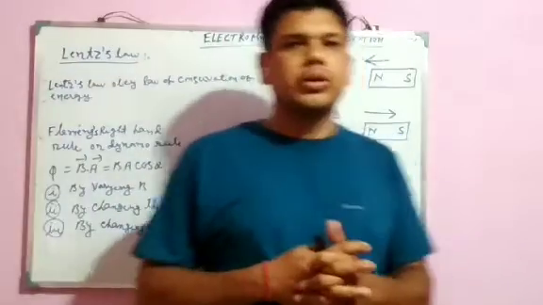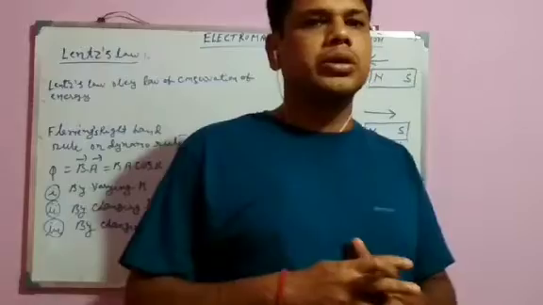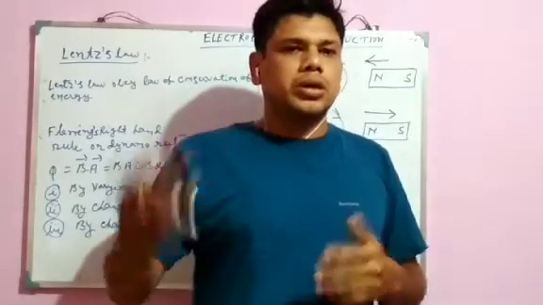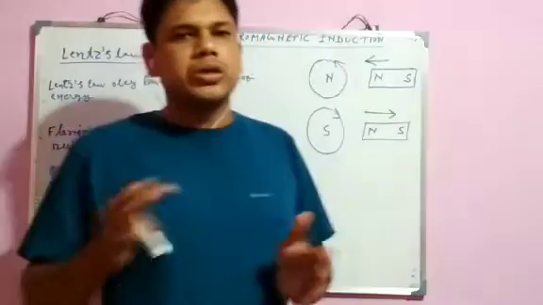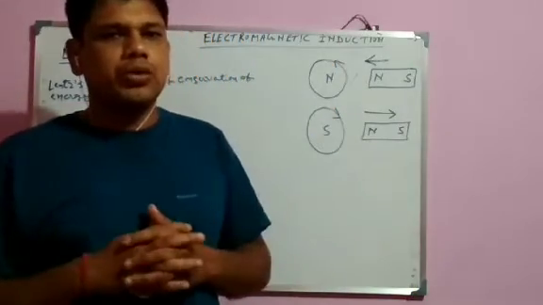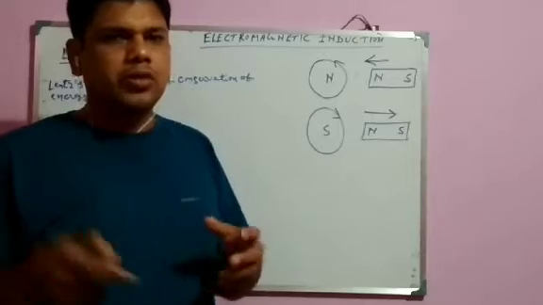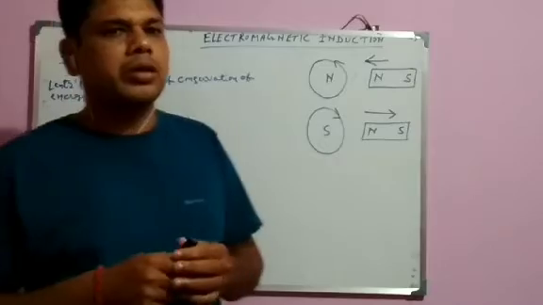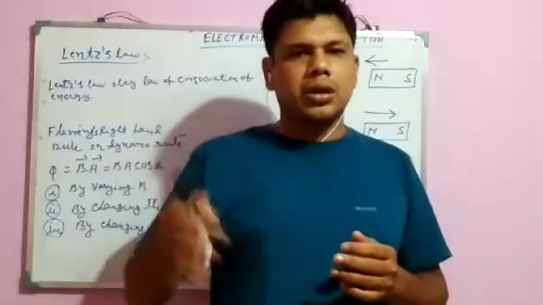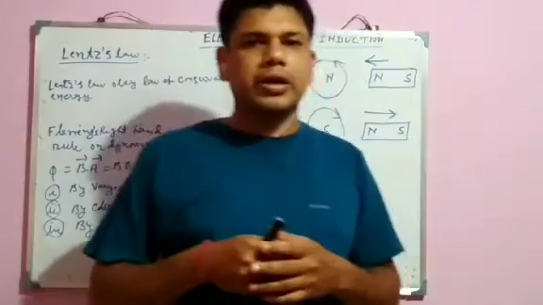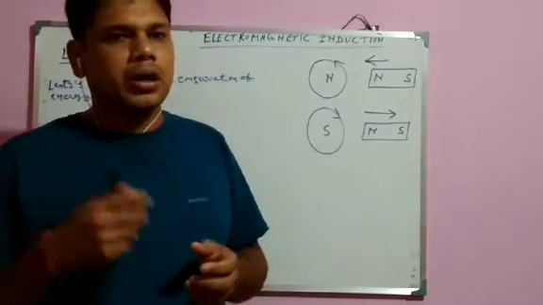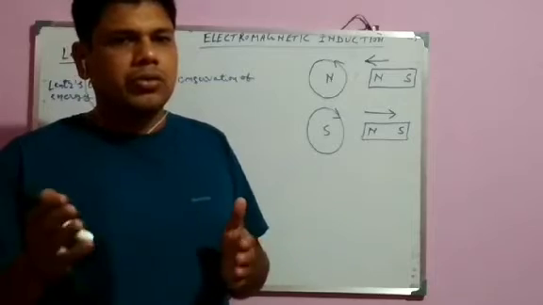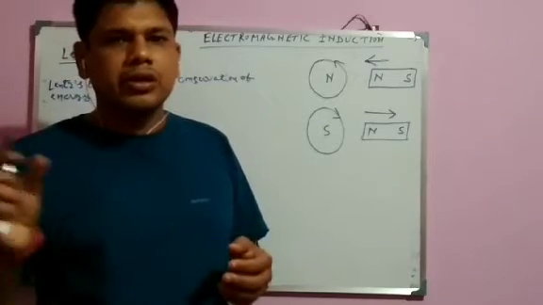Hello students, today I am going to discuss Lenz's law and how Lenz's law gives the direction of the induced current or EMF produced in the coil, or in a closed circuit. We will also discuss that Lenz's law does not violate the law of conservation of energy. Next I will discuss Fleming's right hand rule or dynamo rule, and at last I will discuss how we can vary the magnetic flux by changing different parameters.